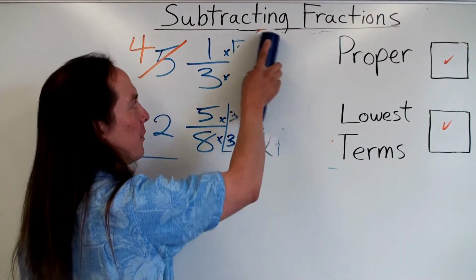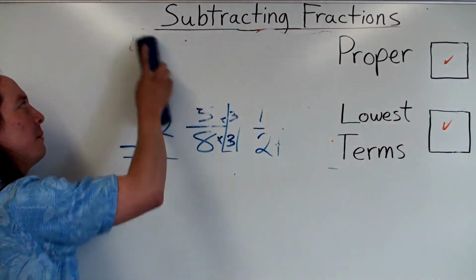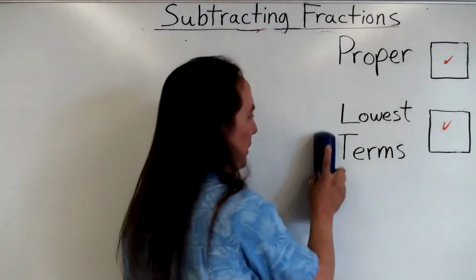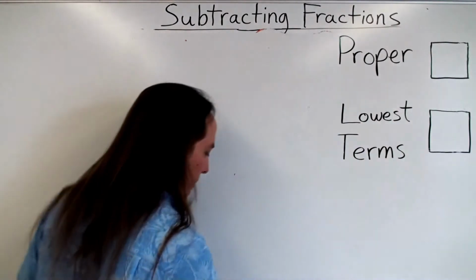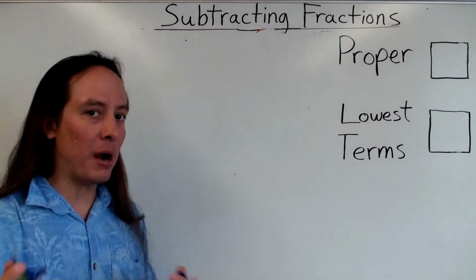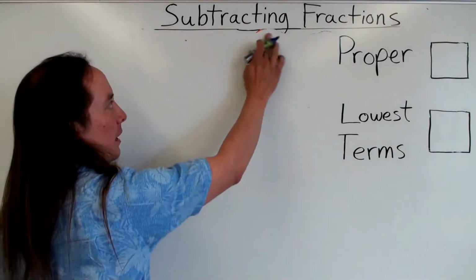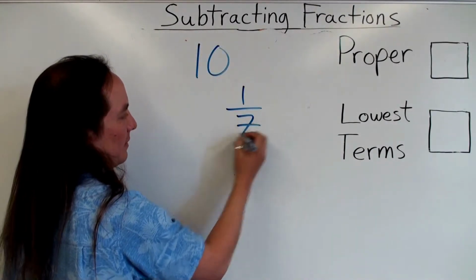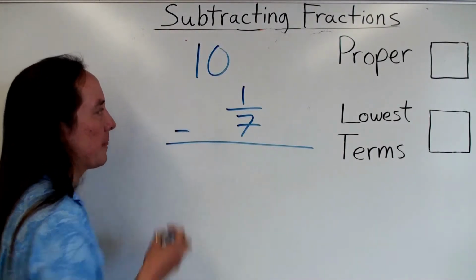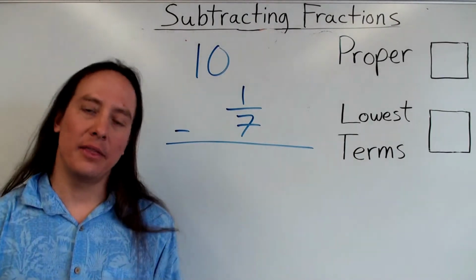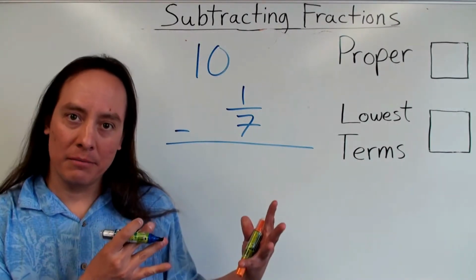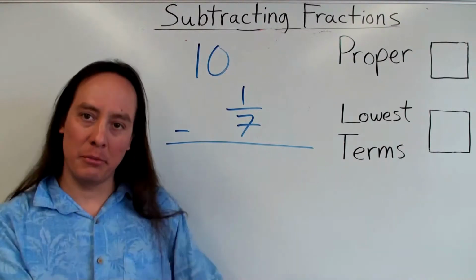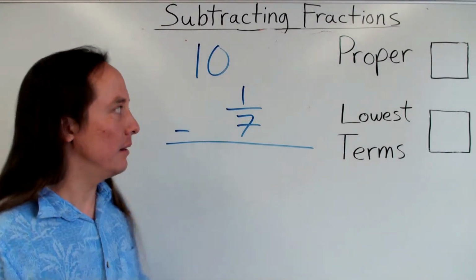You got to bear with me. My orange, for some reason, doesn't erase as well as my blue. But anyway. Okay. So the other problem that sometimes students get hung up on is one that looks something like this. 10 minus 1/7, or a whole number, or a fraction taken away from a whole number. How do you do that?